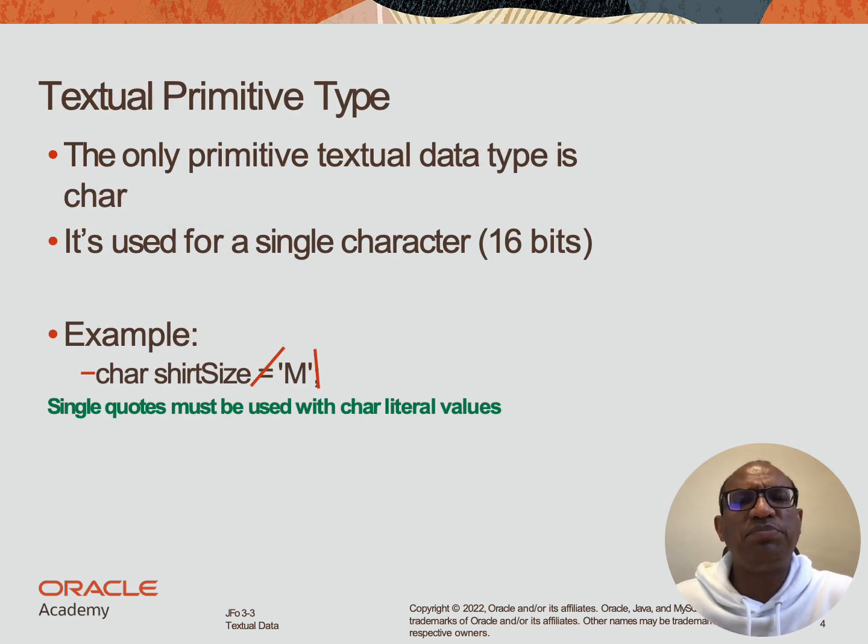Java has only one primitive text type, a char. A char holds a single character, like M in single quotation. It must be written in single quotes. The char primitive type is 16 bits in size. When you assign a literal value to a char variable, you must use single quotation marks around the character, as shown in the code example.